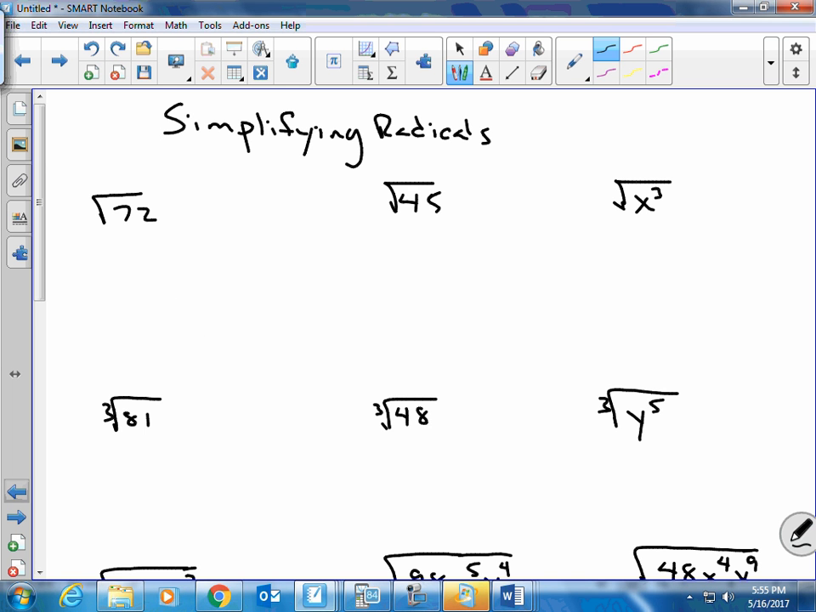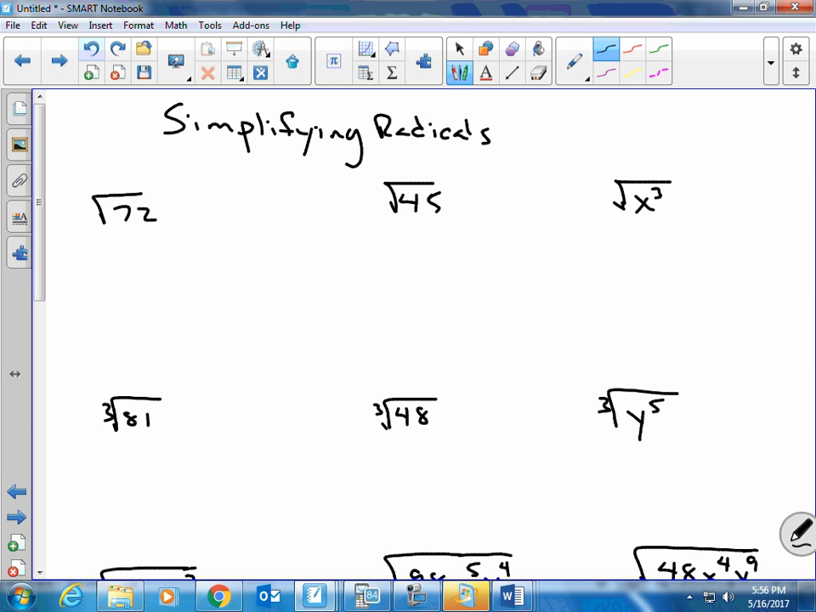Now, what if the number we're looking at inside the radical, by the way, a radical is a square root, a cube root, a fourth root. This thing right here is called my radical. So what if we have a radical with a number inside that is not a perfect square? The square root of 72. What number times itself will give me 72? There isn't one that's a whole number. So the question then is, write this in simplified radical form.